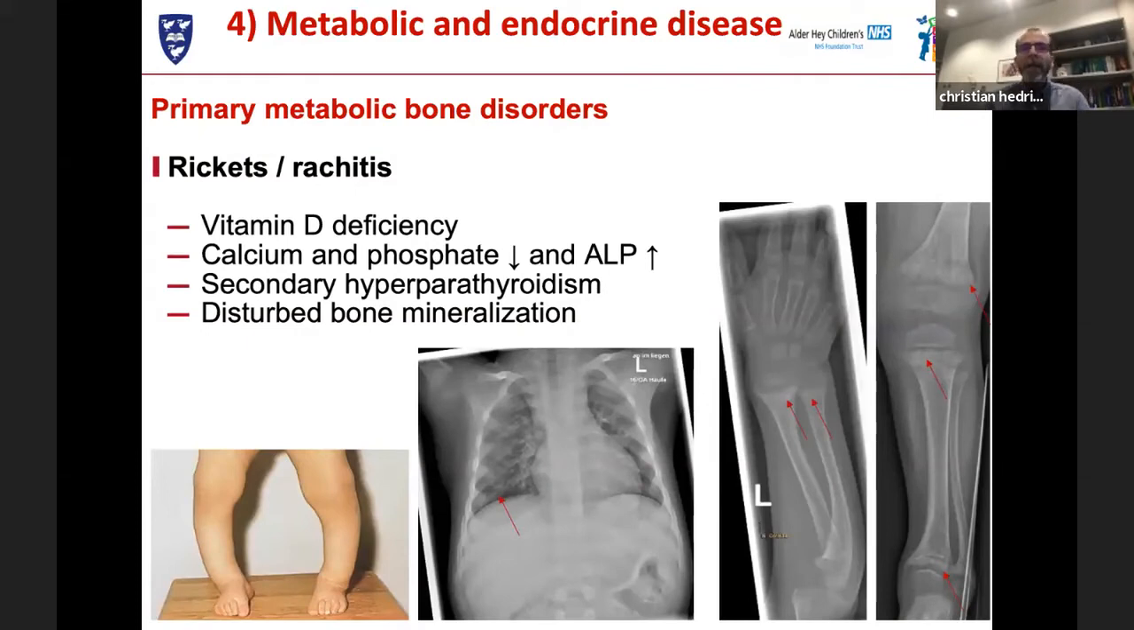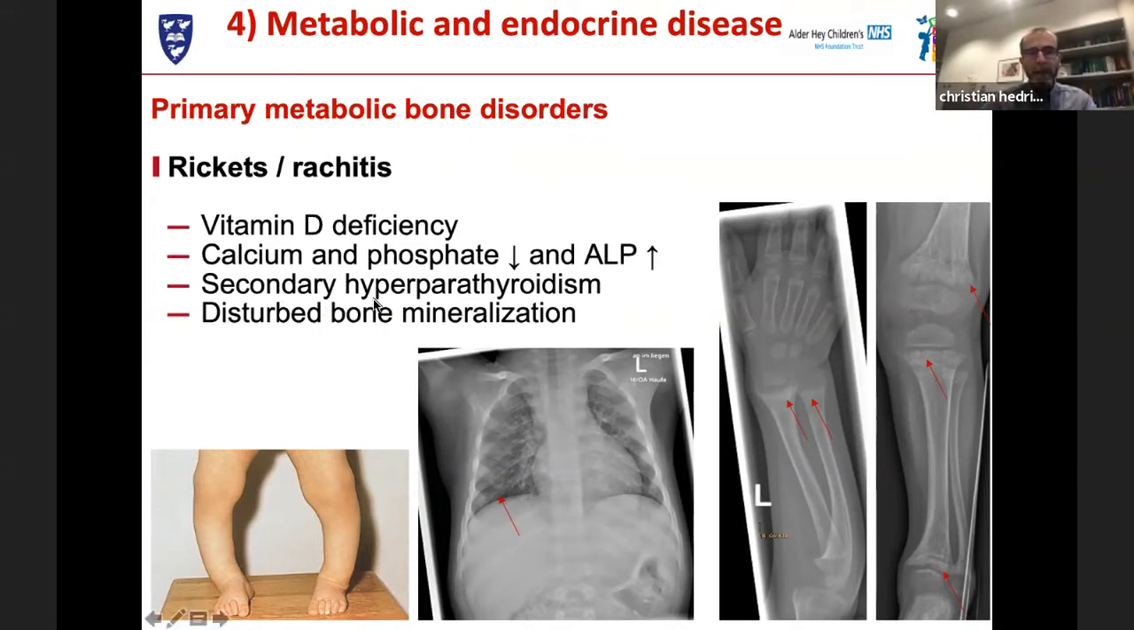Among the number of primary metabolic bone disorders that need to be considered, rickets, or rachitis, which is less commonly used, is one of them. Rickets is caused by vitamin D deficiency. There can be various causes. Calcium and phosphate are low in the serum, and alkaline phosphatase is increased as a sign of increased bone turnover.